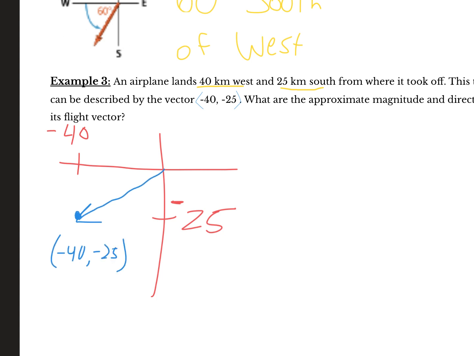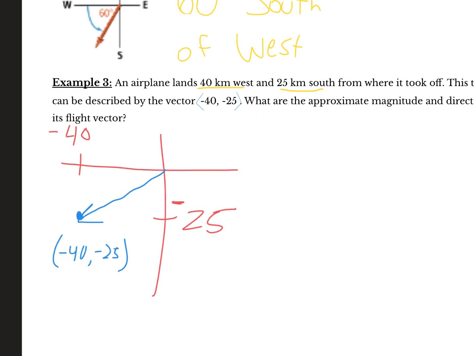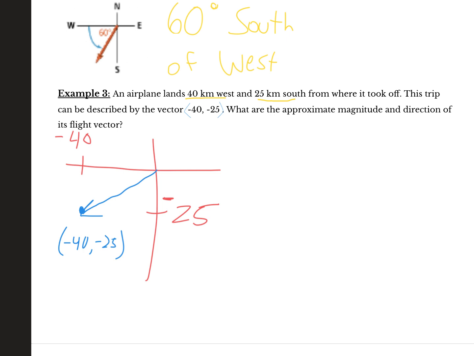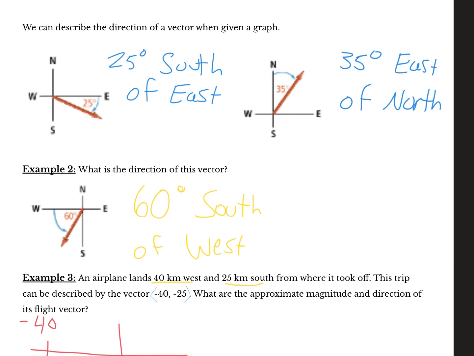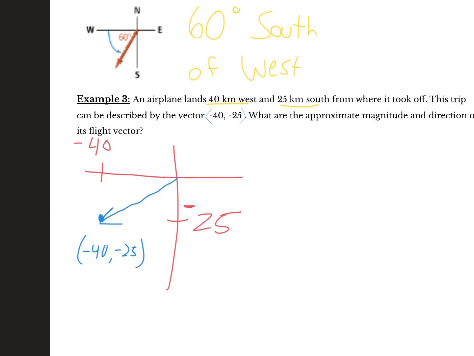And so we're just showing that this blue vector has the ordered pair here as its terminal point, and this vector is modeling this airplane's path. So this airplane took off and it landed 40 kilometers west and 25 kilometers south. So we are asked to figure out the approximate magnitude and direction of its flight vector. So the two things we need to figure out are the distance of this vector from the origin to this point. So we need to figure out how long is this line. And then we need to figure out its direction. So we need to figure out this angle measure in here, and then we need to describe it similarly to these problems up here. Okay, so two different things we have to do.